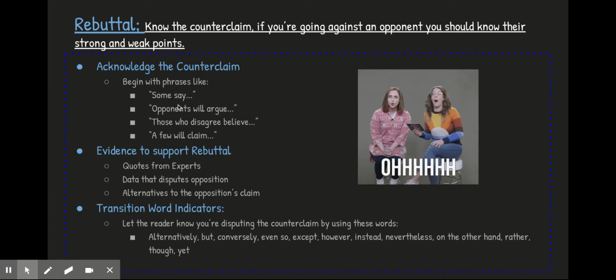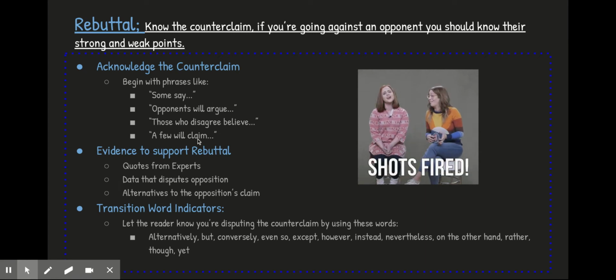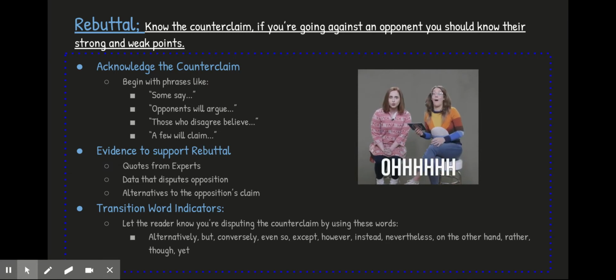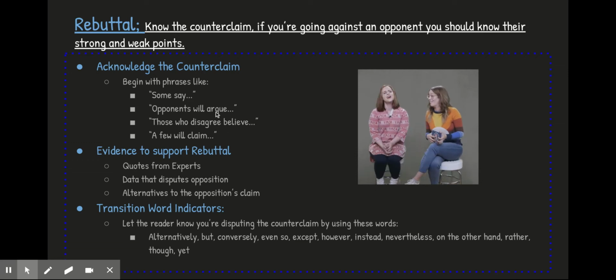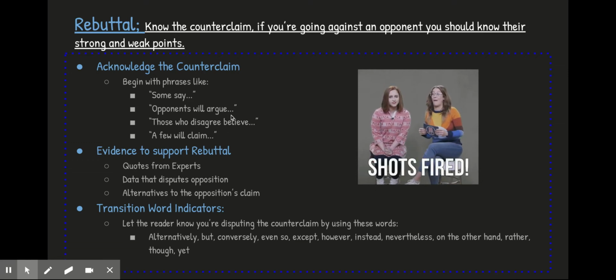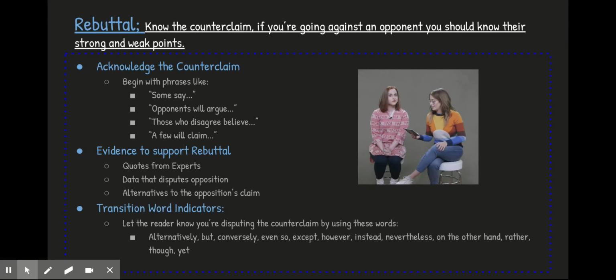You can use phrases like some say, opponents will argue, a few will claim, those who disagree believe. And here's a few reasons why you use those kinds of phrases. By saying some or a few, you're saying that that's the minimal. There's not a lot of people that agree that way. Or by using words like opponents or disagree or argue, it sounds like they're the ones who are on the defensive, not you. So those are excellent ways to start out with the counterclaim for paragraph 4.